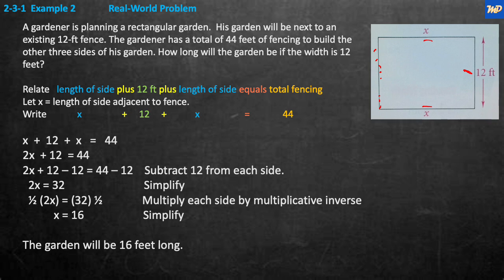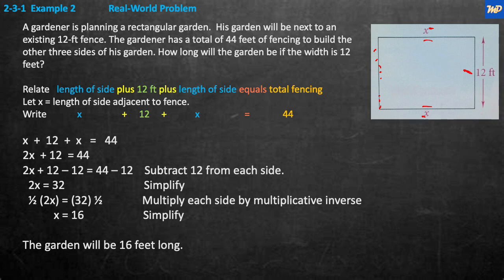So what do we do? We're going to relate the language to an equation. So the length of a side, that's the x, plus 12 feet, plus the length of a side again, the same length because it's a rectangle, equals the total fencing. And what is the total fencing? It's 44 feet. So let x equal the length of the side adjacent to the fence.